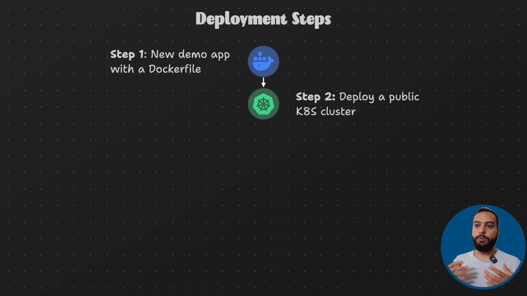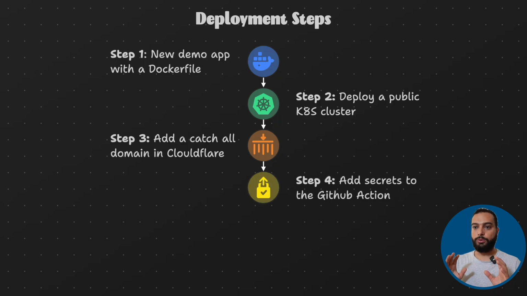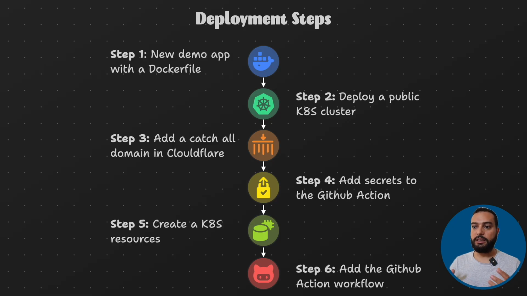The next step is to deploy our single node Kubernetes cluster in Hetzner Cloud. After that, I will add a catch-all domain name in Cloudflare to be used to access our preview environments. In step 4, I will add the necessary secrets to allow GitHub Action to push the images and then deploy them to the cluster. In step 5, I will focus on preparing the necessary Kubernetes resources to deploy new preview environments. And finally, I will add some workflows in GitHub Action that, when triggered, will do the actual image building, pushing, and resource creation in our cluster.